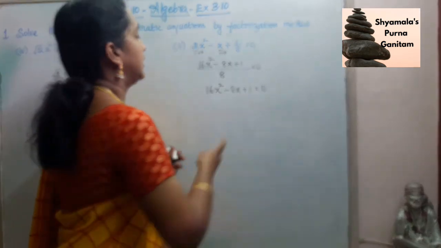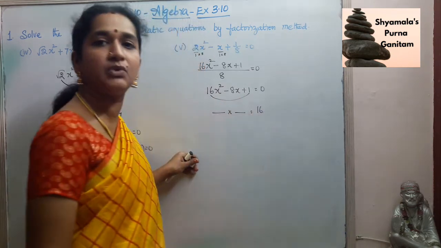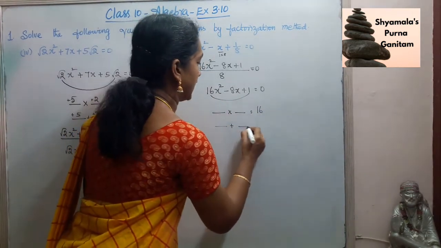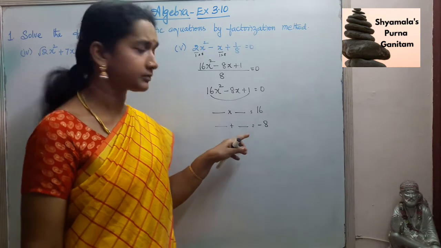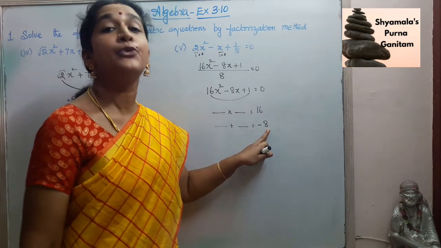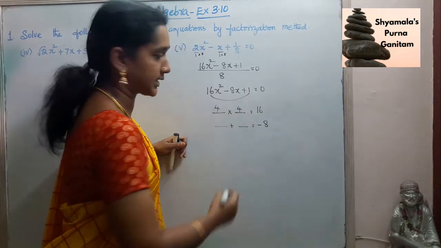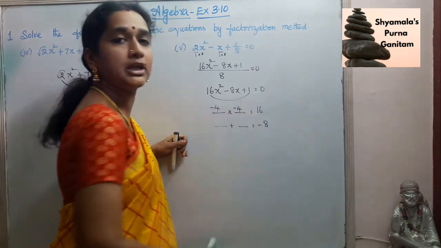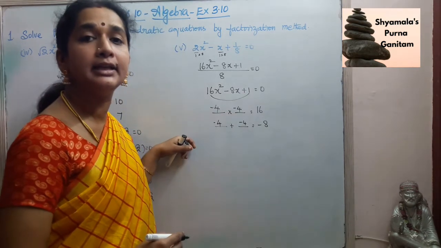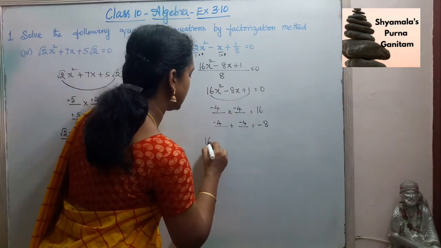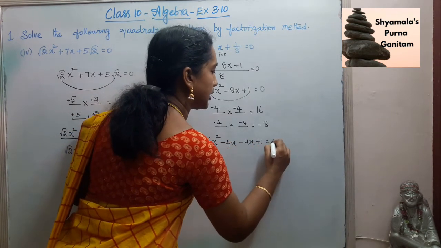Then when we multiply any two terms, we have to get 16 into 1, which is 16. And the same two numbers, if we add, we have to get minus 8. Accordingly, we have to take the numbers. What are the two numbers we can take? 4 into 4, 4 fours are 16. If we take minus 4 and minus 4, it will be plus 16, and if we add minus 4 and minus 4, we will get minus 8. So we substitute that in the middle term: 16x squared minus 4x minus 4x plus 1 is equal to 0.